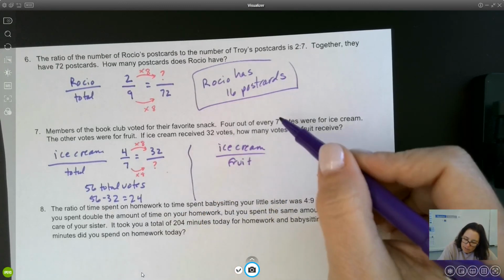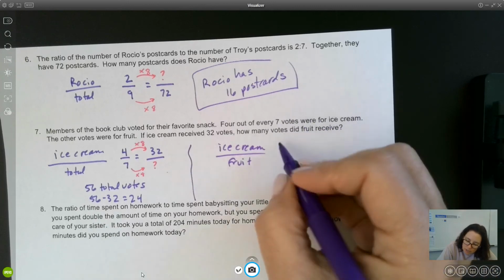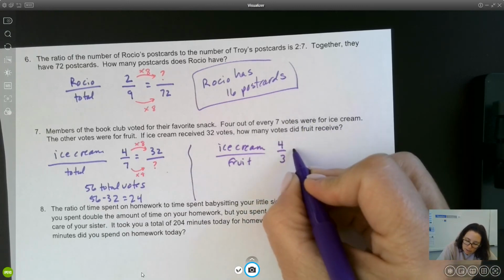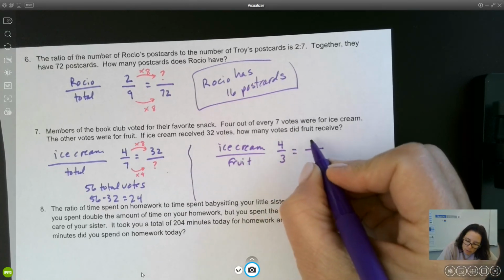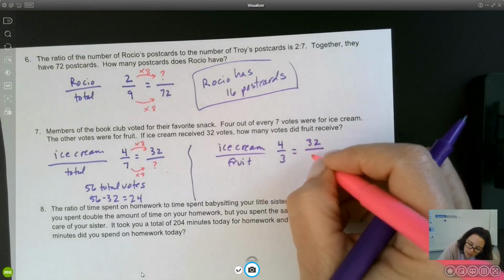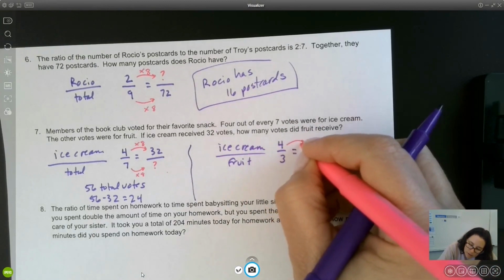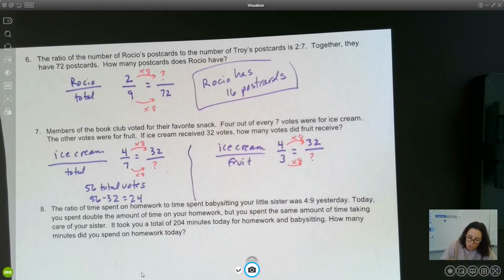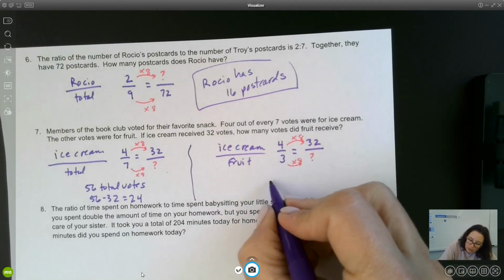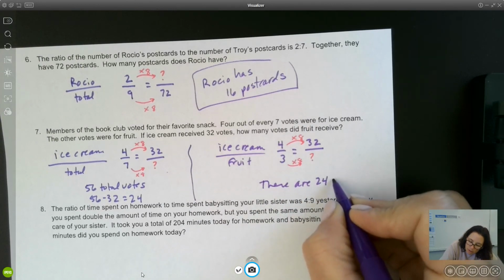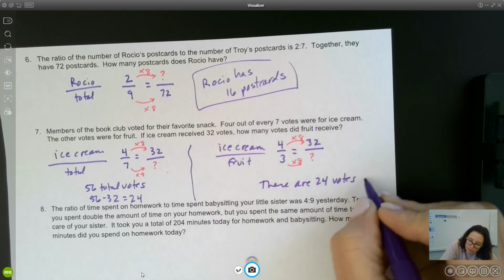Okay, it says 4 out of every 7 votes were for ice cream. So we've got 4 here. That means 3 are here. 32 were ice cream. This is our question mark. This gets multiplied by 8, and so does this, and that gets us our 24, right? Okay, there are 24 votes for fruit.